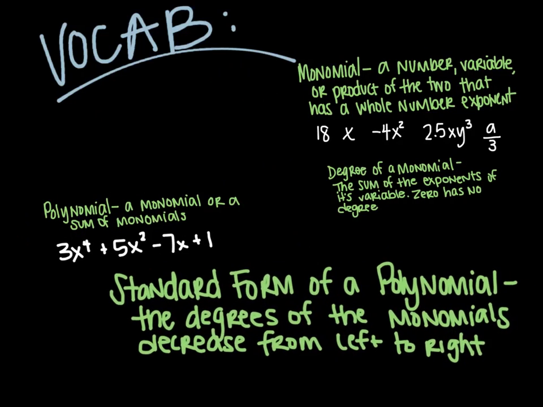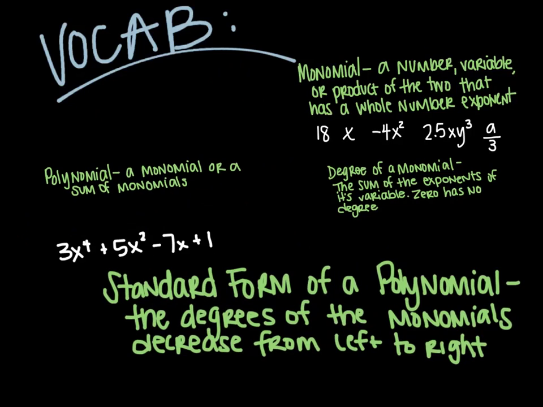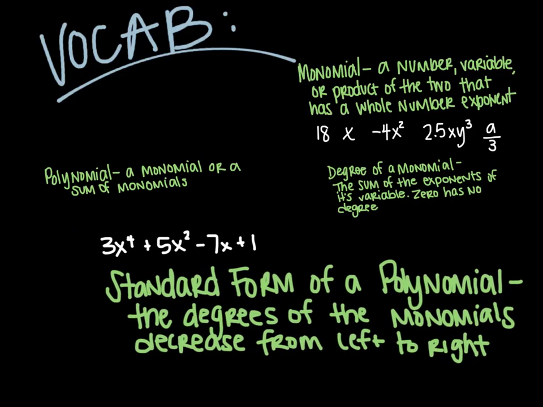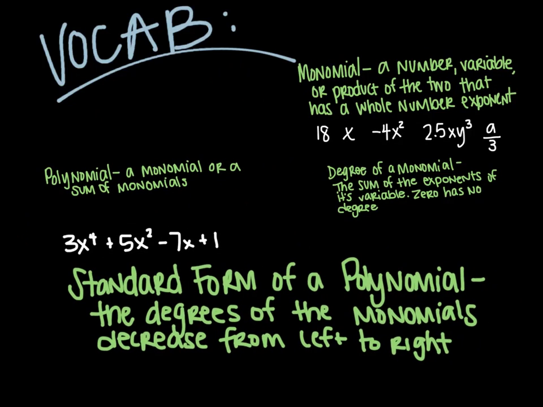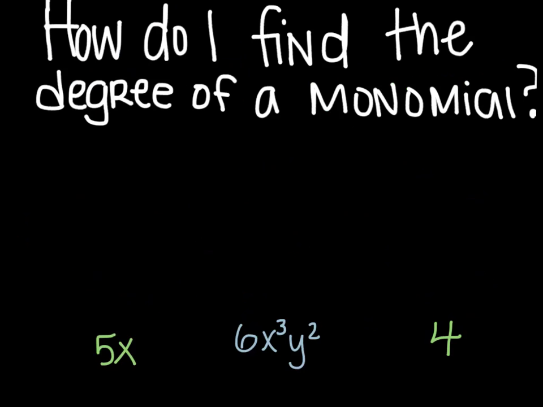And then we have standard form of a polynomial, which is when the degrees of the monomials decrease from left to right. And actually the example of a polynomial is in standard form because the exponents are decreasing from left to right. And we'll spend more time on that as well, but it's just language to be familiar with at this point.